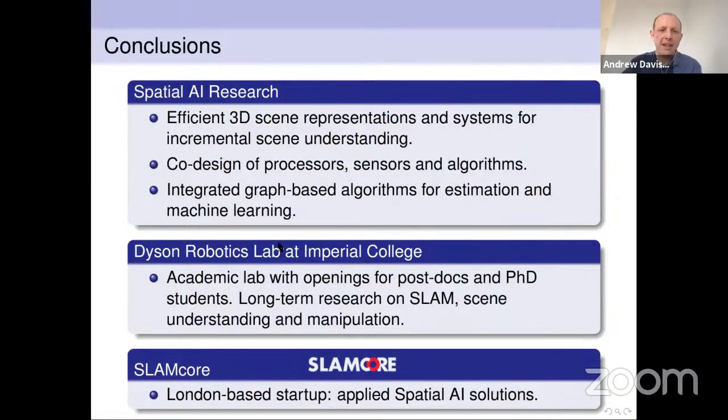And just to mention my affiliations, I lead the Davison Robotics Lab at Imperial College, which is an academic lab with postdocs and PhD students working on these topics, particularly around scene understanding and manipulation. And I'm also co-founder at Slamcore, which is a London-based startup supplying applied spatial AI solutions. So thanks very much. I'll stop the screen share there.